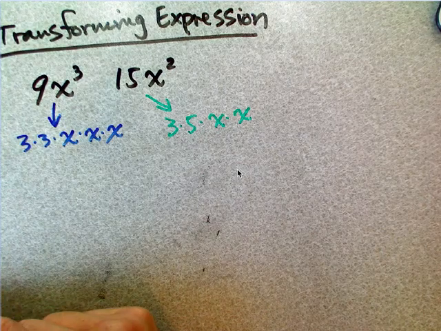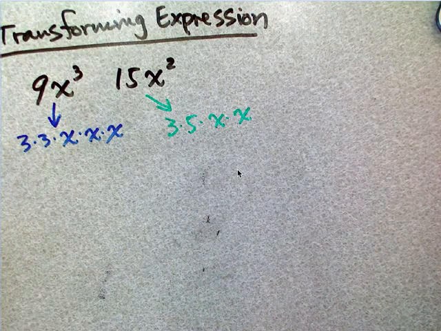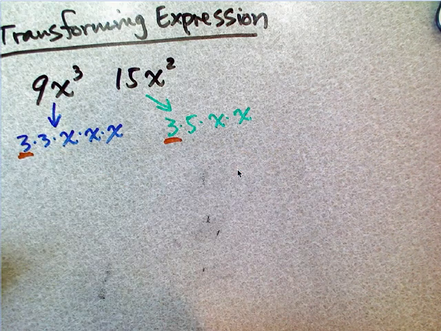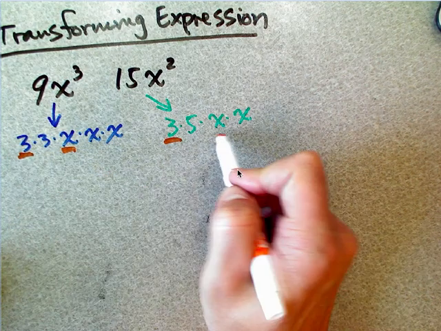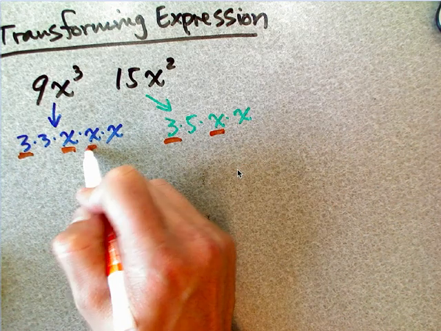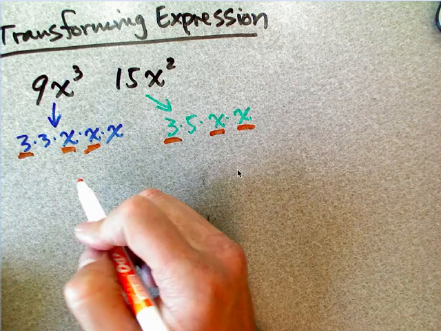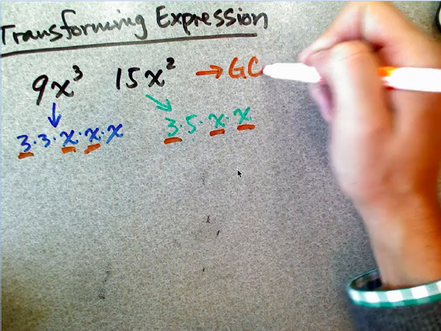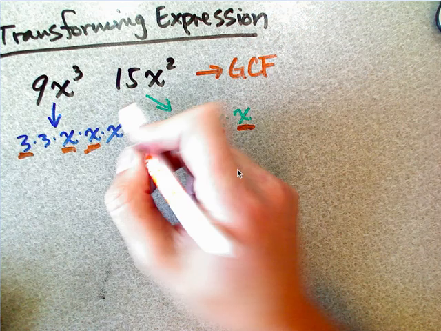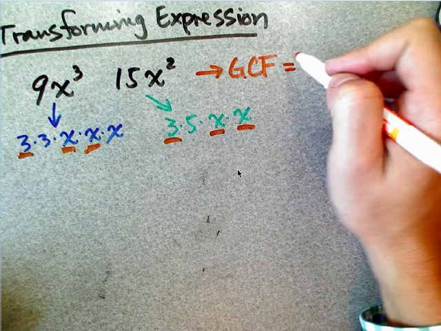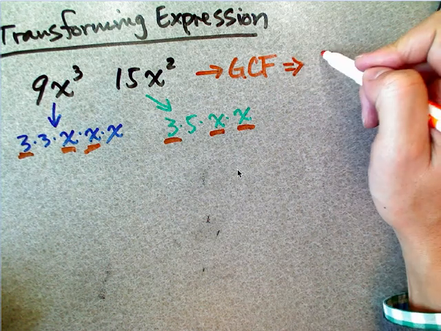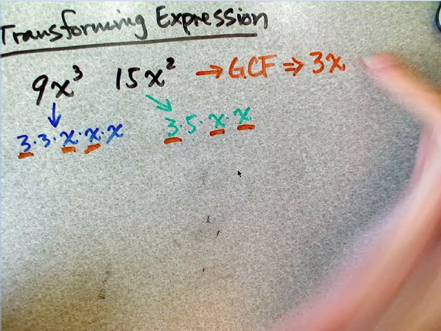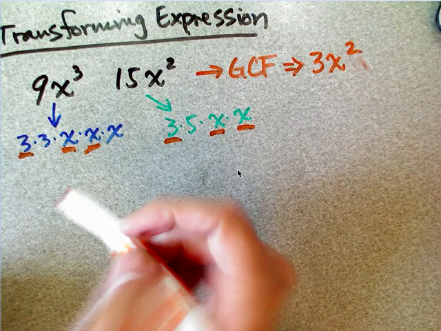Now, what do you see in common? What we see in common is one copy of 3, one copy of x, and a second copy of x. So the greatest common factor of these two monomials is 3x to the third power. No, actually the second power, because we have two copies of x.